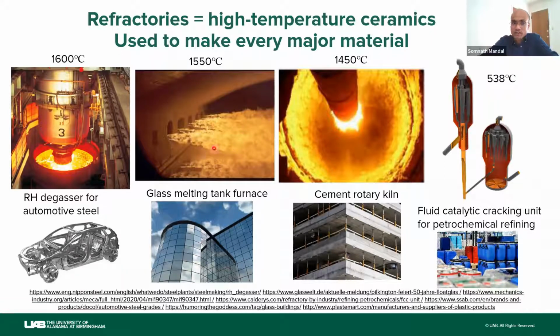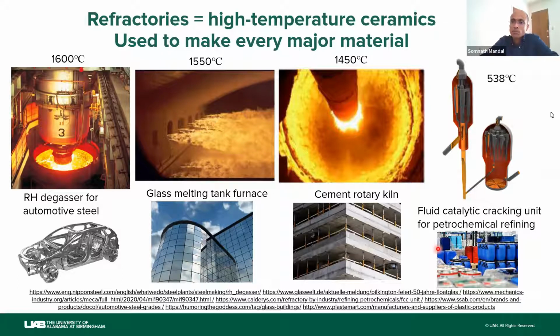This is a glass tank furnace used for making glass, which is used in construction as window glass. So this is all alumina, zirconia, silica. The top is the silica crown. You can see molten glass here. This is a cement rotary kiln, which used to be lined with magnesia chrome. Now it is lined with magnesia spinel. The operation temperature is 1450 degrees C, and then you have this fluid catalytic cracking unit, which runs at around 540 degrees C and is used in petrochemical refining.